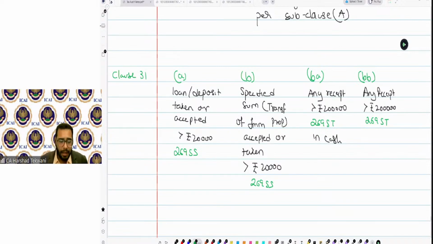But when I talk about BB, it is talking about check or bank draft not being account payee check or bank draft. So here, check or bank draft, but not account payee. I call this term a deemed cash because it's a bearer check. It's not account payee, but it's a bearer check. So that is BB. Now that was with respect to the specified sum, loan or deposit taken or accepted.